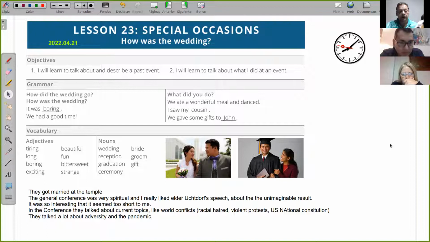Okay. So, we know something about the past tense. We know that some verbs are irregular. And we talked a lot about the regular verbs. The regular verbs, where we added the -ed termination to the root of the verb. Okay.